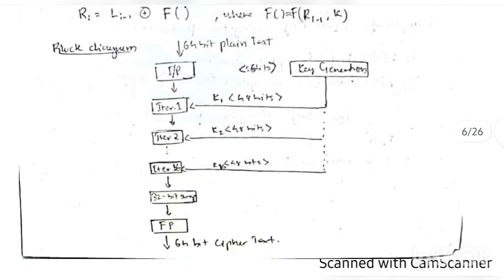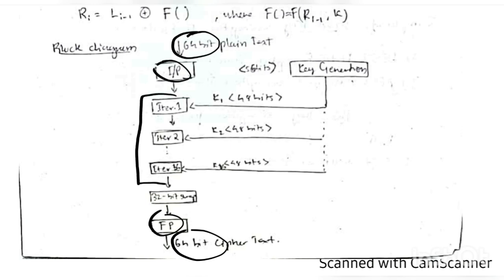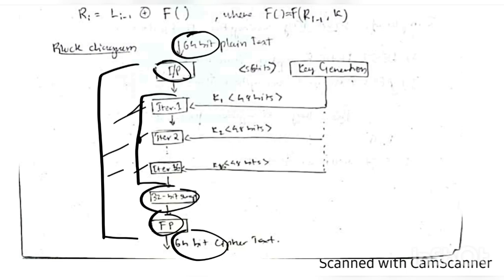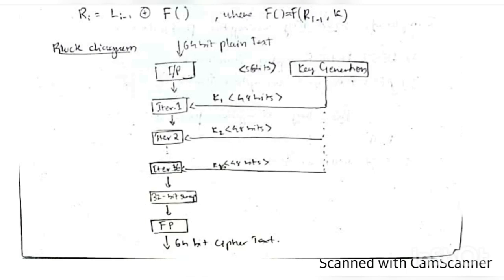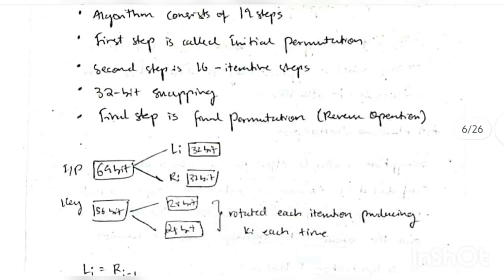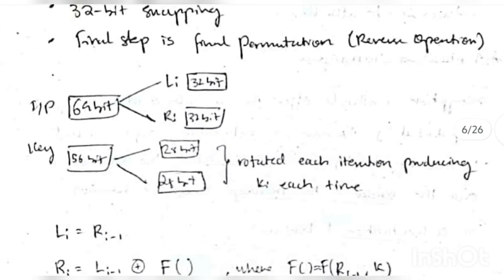In this diagram the input is 64-bit and the output is a 64-bit ciphertext. We have the initial permutation, the final permutation, 16 iterations from 1 till 16, and after that a 32-bit swap. After making this diagram, explain what happens in the iterations and how the key generation happens. The 64-bit input will be divided into 2 parts, Li and Ri, the left and right inputs of 32 bits each.